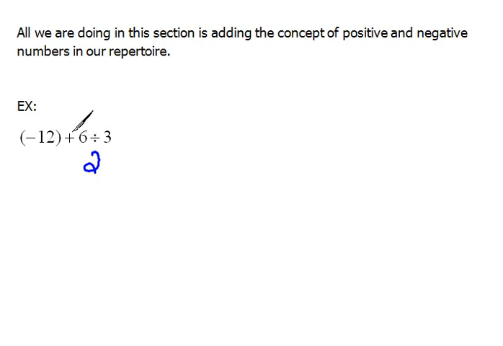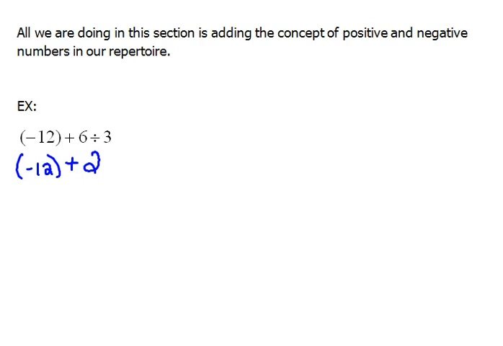Division comes before addition in order of operations. Please excuse my dear Aunt Sally. You may have to keep saying that to yourself. So we're going to do the 6 divided by 3 first, which is 2, and then recopy everything else. Now we have negative 12 plus 2. This is now just an addition problem.